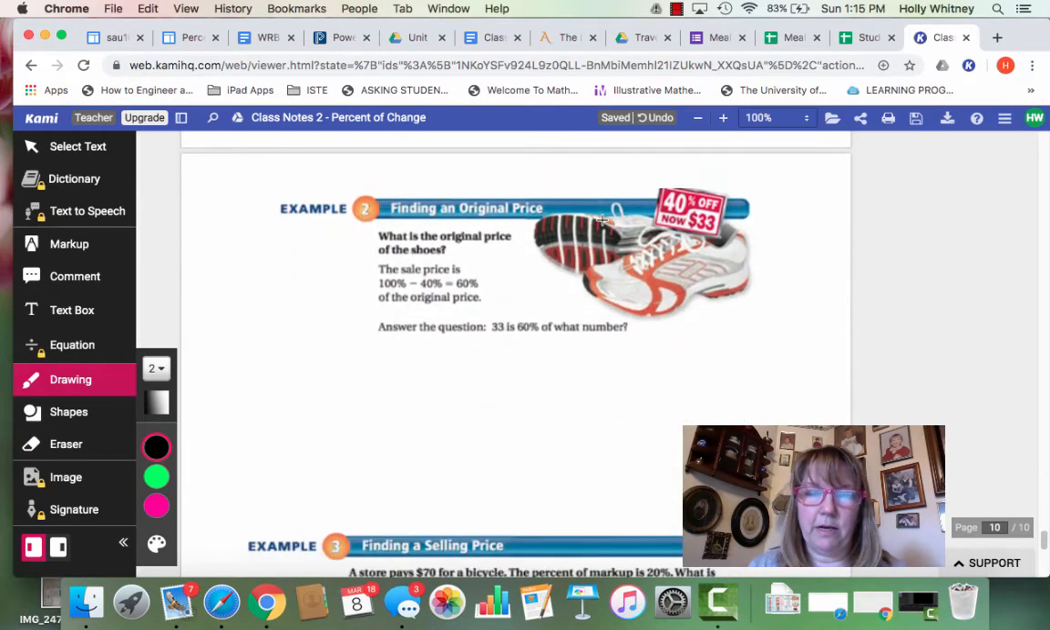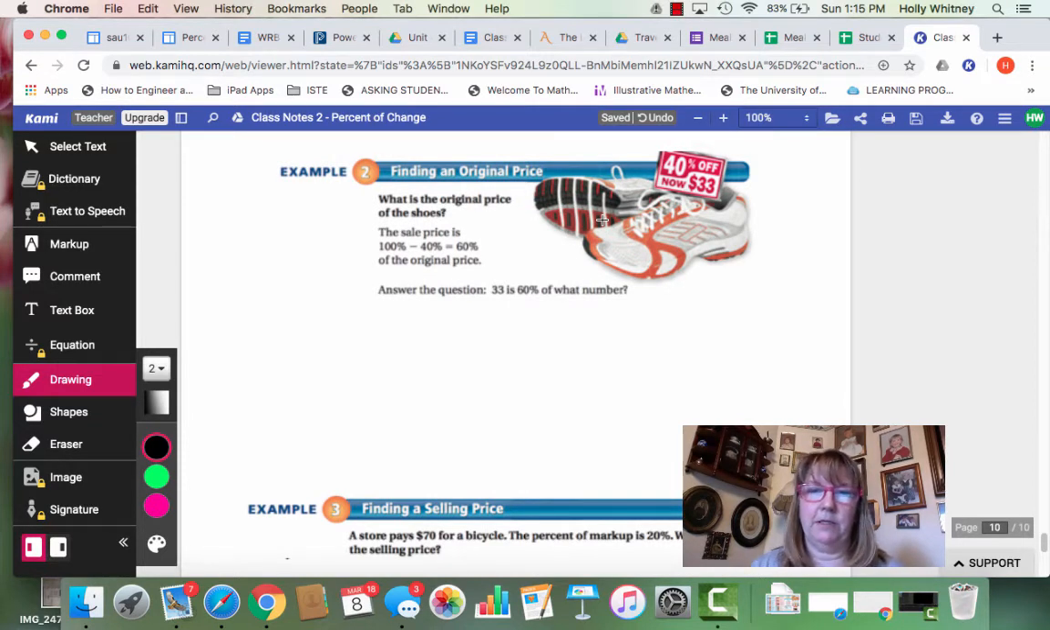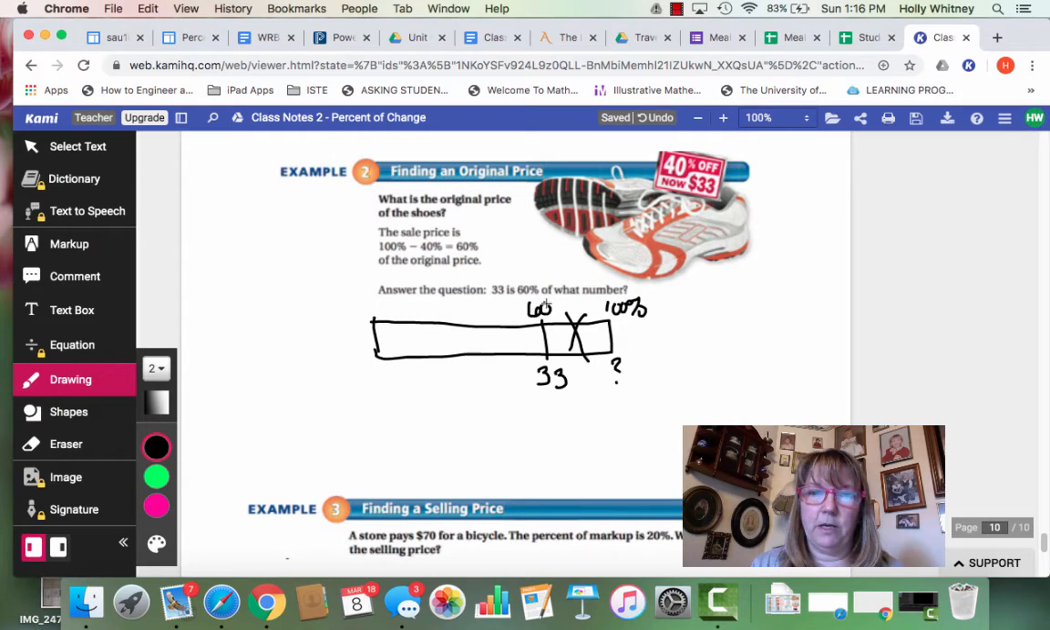All right, let's try now finding the original price, again thinking about the bar model. We know that these sneakers are now $33. We don't know what the total amount was, so we don't know what the 100% was. But we do know that there's 40% off, and that's the part we're not paying for. So if we're not paying for 40%, we are paying for 60%.